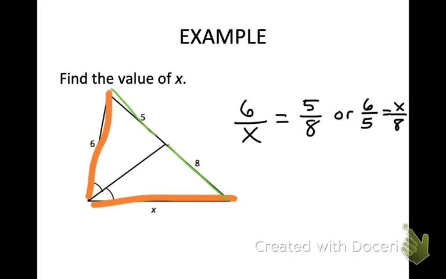So cross multiplying that gets us 5x equals 48, divided by 5 is 9.6. Write it as you see it. Don't make it any more complicated.